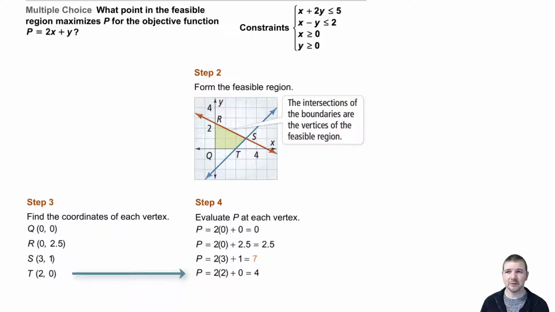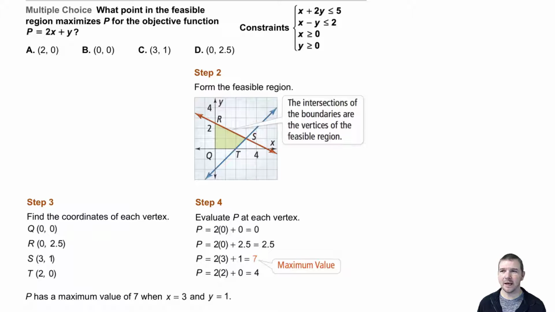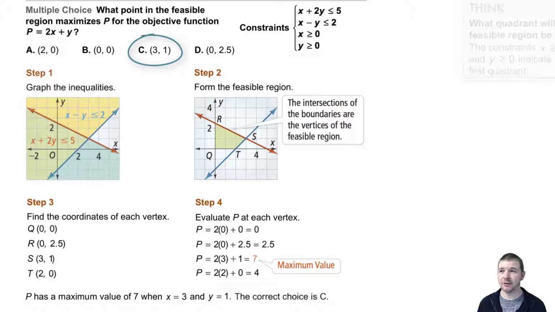Now of these values, 0, 2.5, 7, and 4, 7 is the maximum value. So S is the ordered pair (3, 1) that, when substituted into our objective function P, yields the maximum value for P. P has a maximum value of 7 when x equals 3 and y equals 1. So the correct choice is C.